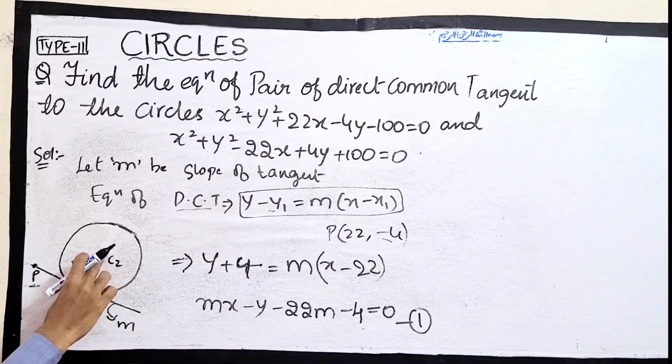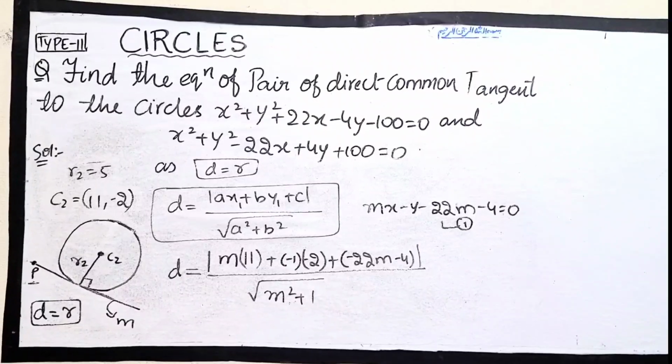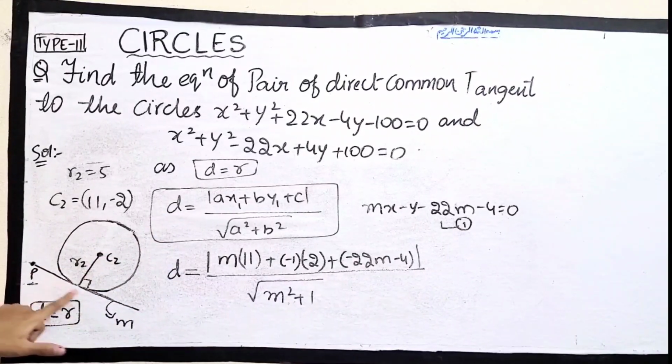This distance will be equal. So the distance from the point to the perpendicular line will be equal to the radius, isn't it? So we just have to substitute in the formula and we will get the two values of m. And here I have considered this circle too. So you just need to find the distance from a point to this line.